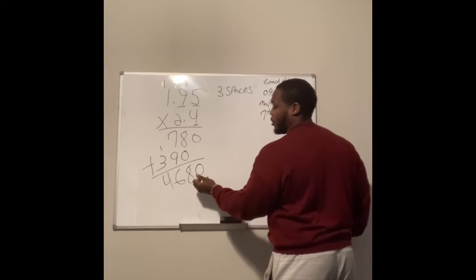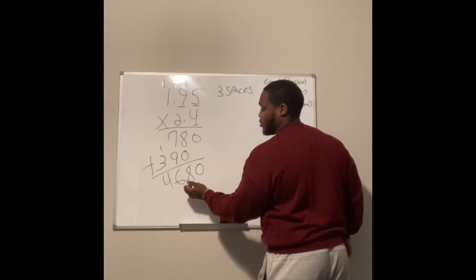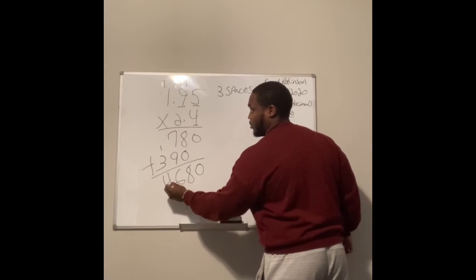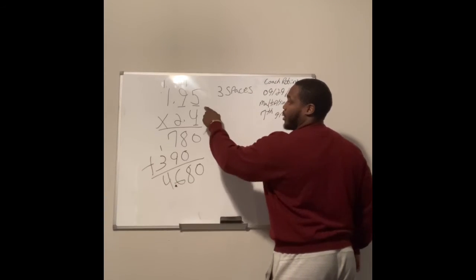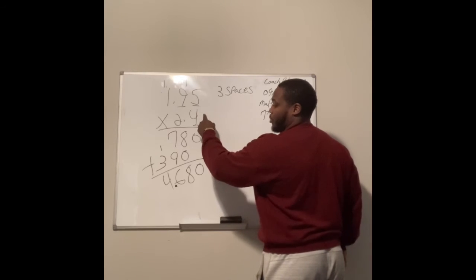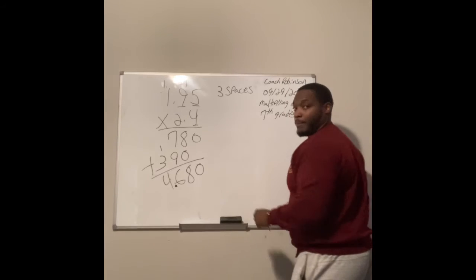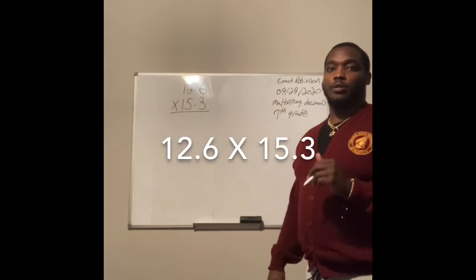So we want to count 3 decimal spaces. 1, 2, 3. We're going to put our decimal right here. So 1.95 times 2.4 is 4.680. All right. So now let's do another example.